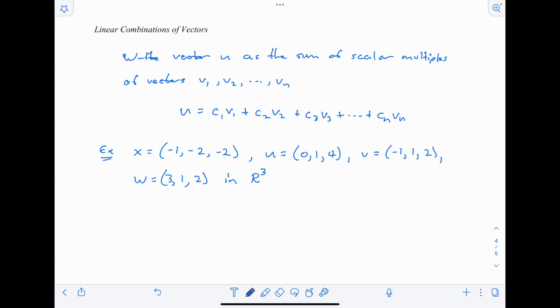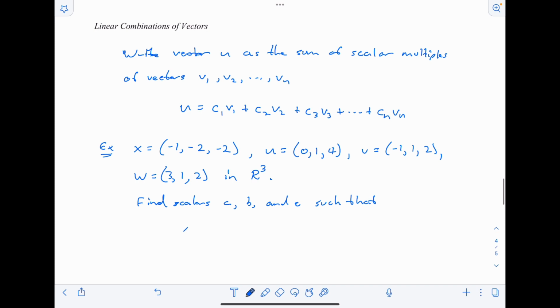So in the 3 space, again, real number system. What we're going to do is find scalars a, b, and c such that we can represent x, that first vector, as a scalar times u plus a scalar times v plus a scalar times w. Okay, so this is the idea, where we said at the top that we can take a vector and write it as the sum of scalar multiples of other vectors. This is what we're saying.